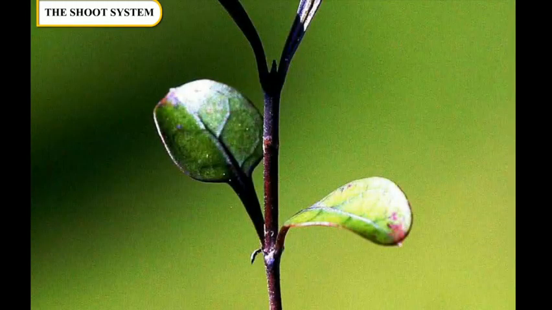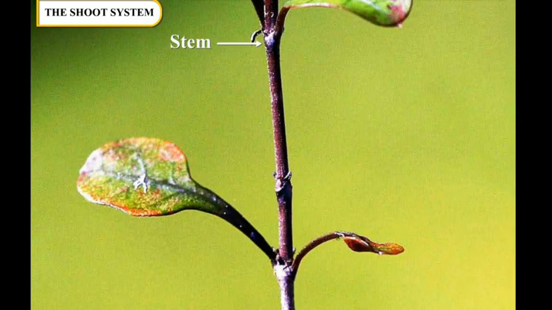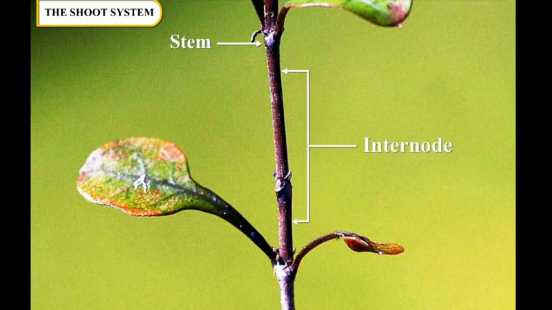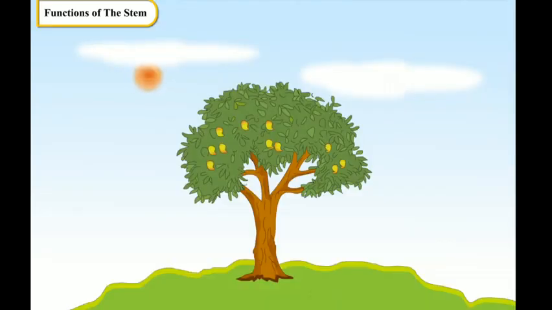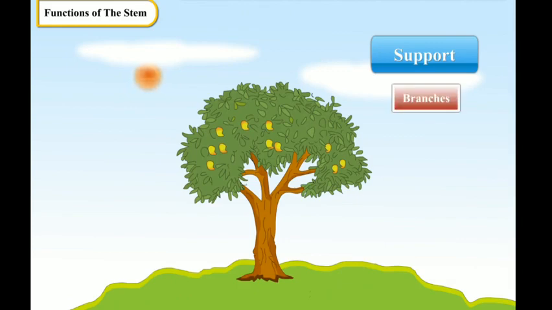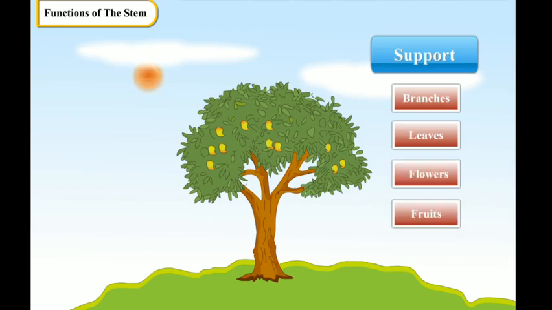The part of a stem where a leaf arises is called node, and the region of stem between two adjacent nodes is called internode. Functions of the stem. The main functions of the stem are support. The stem bears and supports the branches, leaves, flowers and fruits. It spreads out the leaves in such a way that they get proper sunlight for preparing food by photosynthesis.